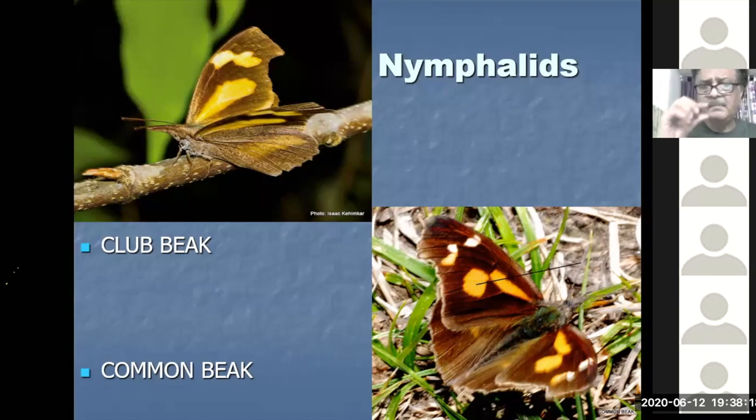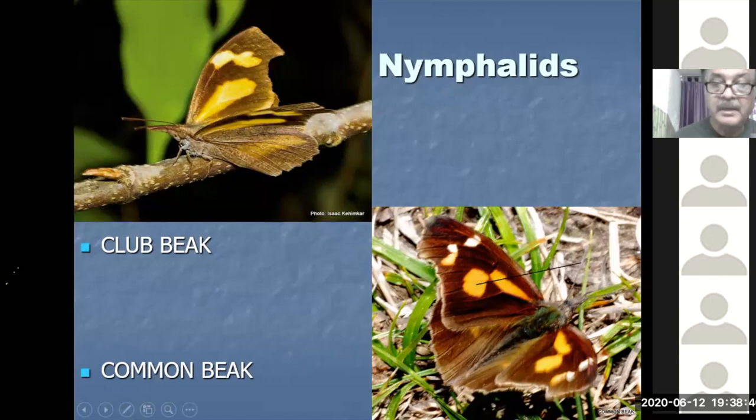And there is a club beak, because look at this club-like pattern that gives the name club beak. And then the club is broken here in the common beak. The club is there, but it's broken. That's a common beak. That's how you identify butterflies. Different names are given accordingly.